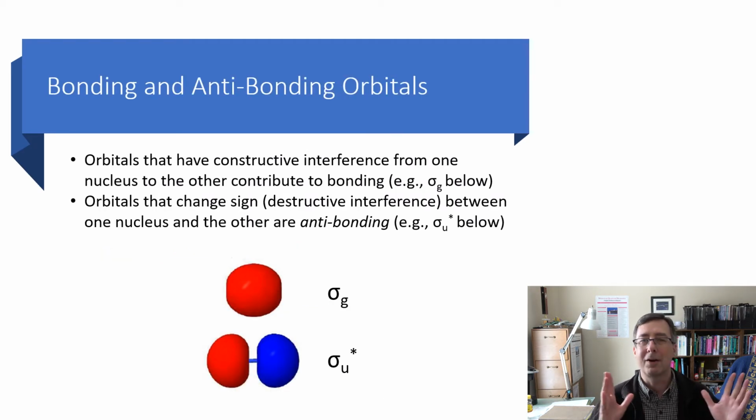So I think I just walked through this. If you have constructive interference as you go from one nucleus to the other, like I do here, that's a bonding orbital. And if I have destructive interference that causes a sign change as I go from one nucleus to the other, then that's an anti-bonding orbital. And the star typically will mean anti-bonding if you put it on an orbital label. Okay?